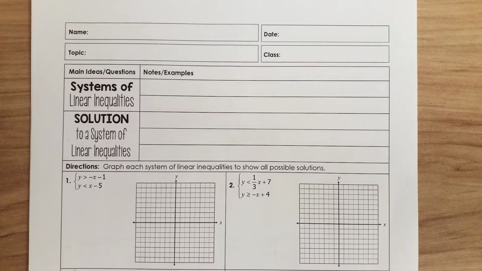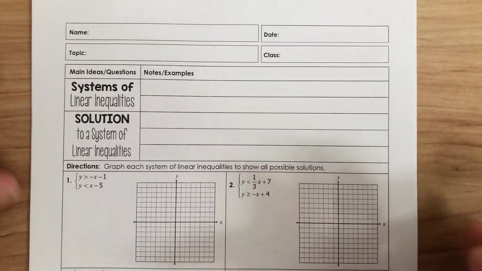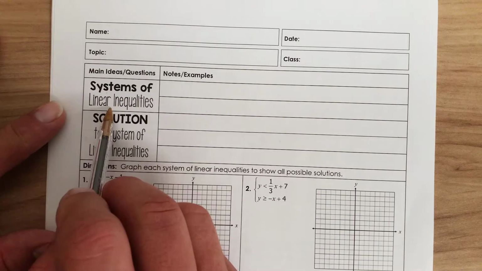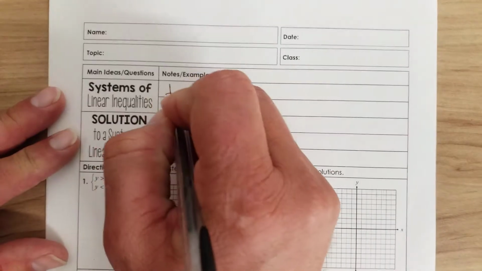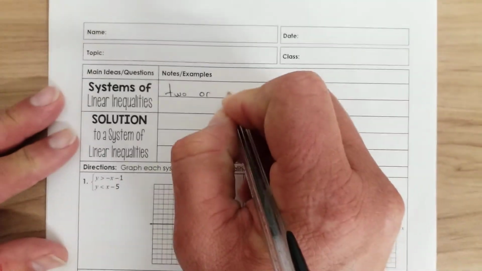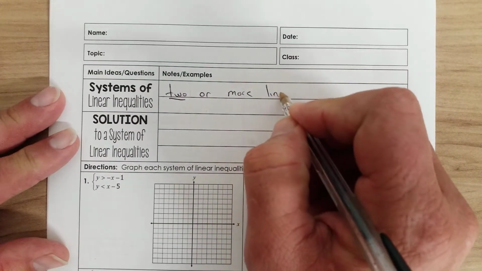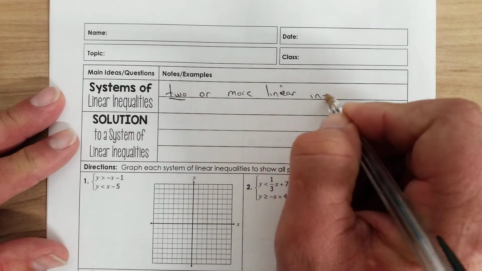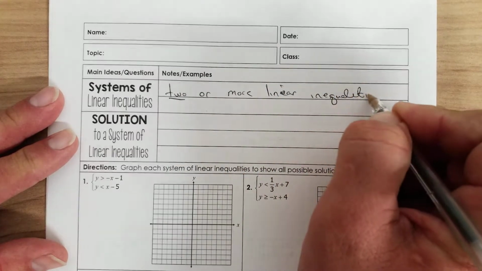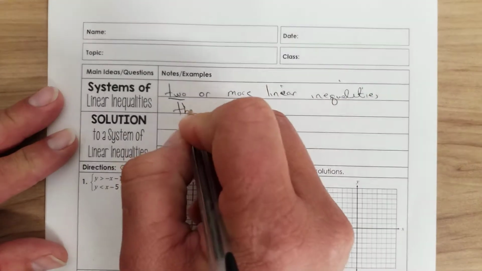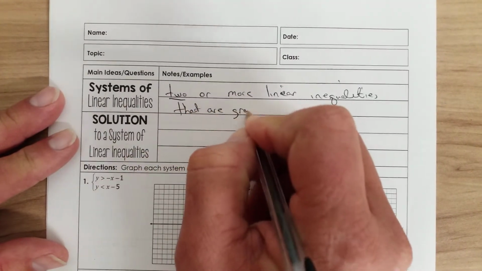So we spent the end of last week talking about linear inequalities, and we were graphing them. And if you remember, we had to take into account whether it was a solid line or a dotted line. Well, today we're going to talk about systems of linear inequalities, which simply means that there's going to be two or more, but what we're going to be dealing with is just two linear inequalities that are graphed together.